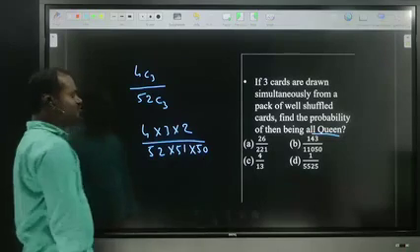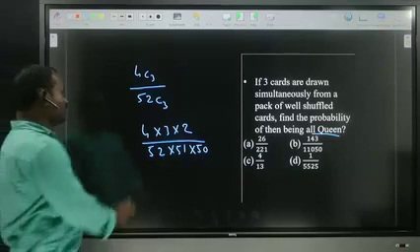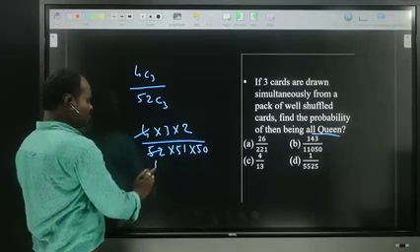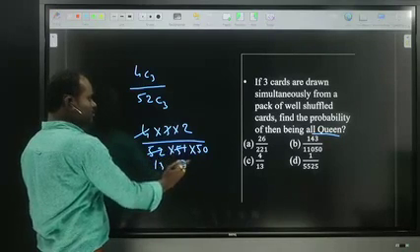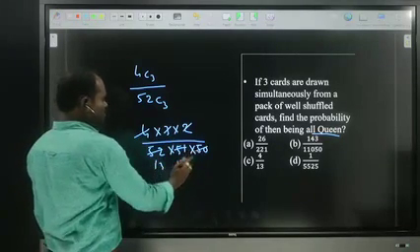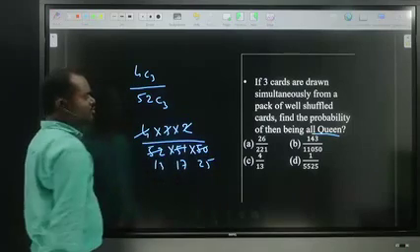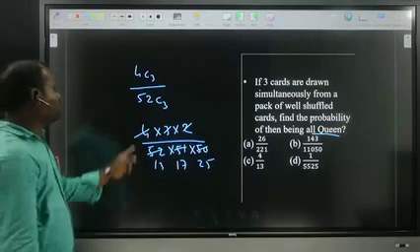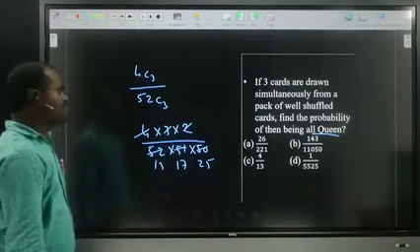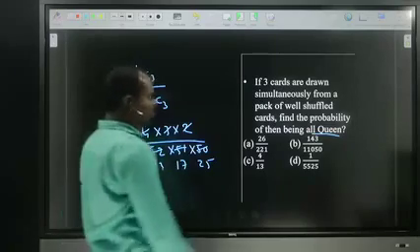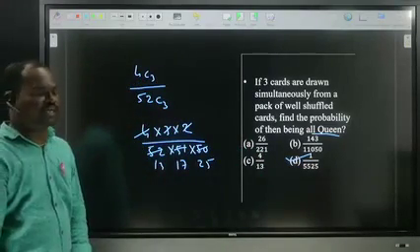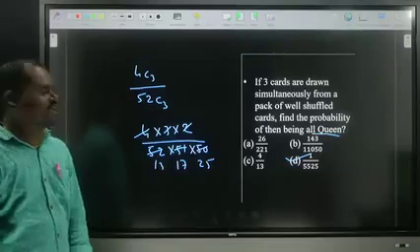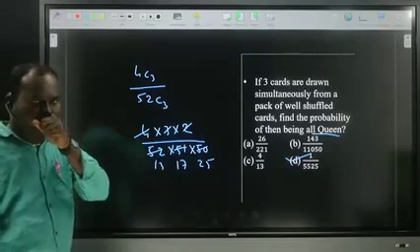Any cancellation? 4 13s are 52, 3 17s are 51, 2 25s are 50. So definitely the numerator should be 1. With 1 as the numerator, only one option is there, so option D. No need to do it fully. Directly the answer will be 1 by 5525. Right?